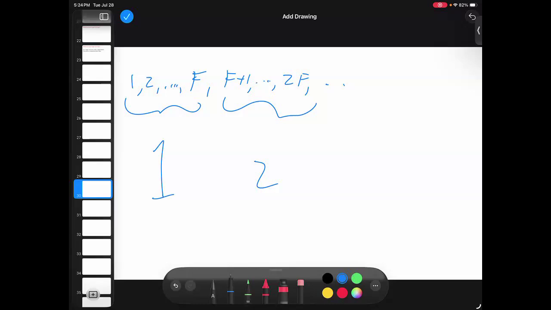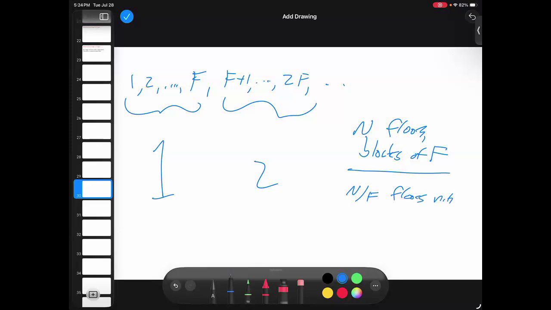Okay. So if I have n floors, I do it in blocks of size f. How many floors do I have for the initial 2-egg problem? Oh, n over f. I have n over f floors for the initial problem. And then once it breaks, how many more floors do I have? f.